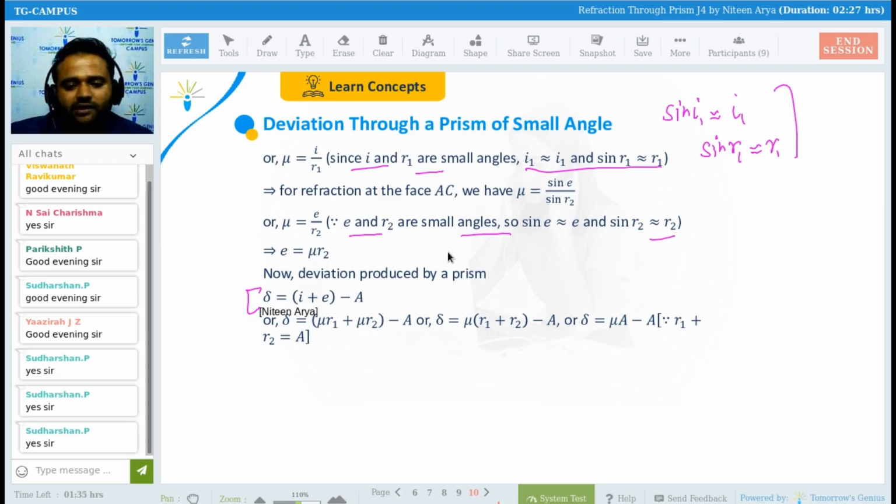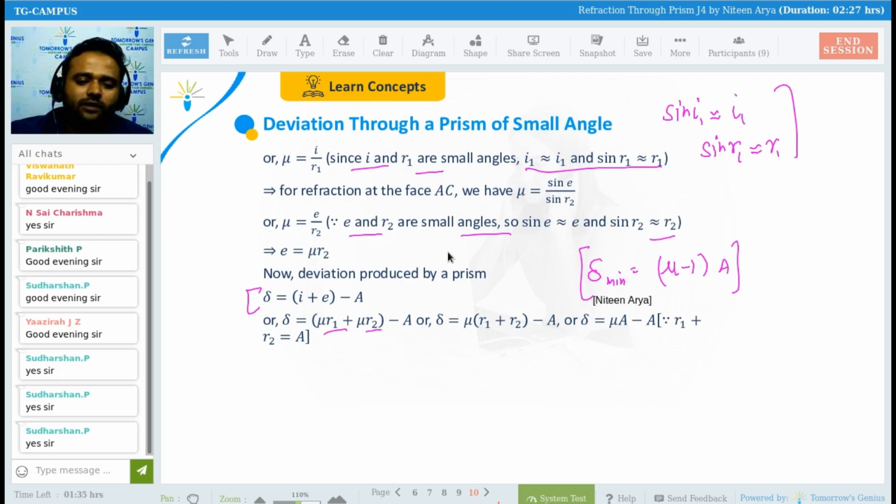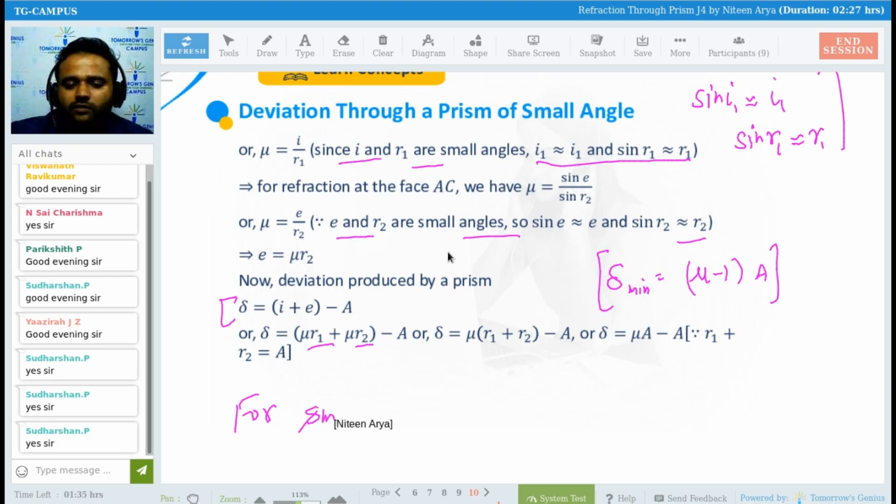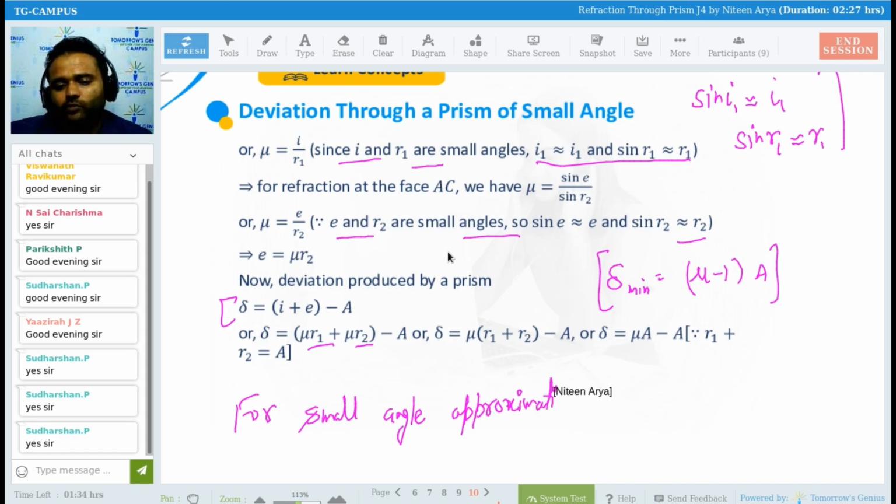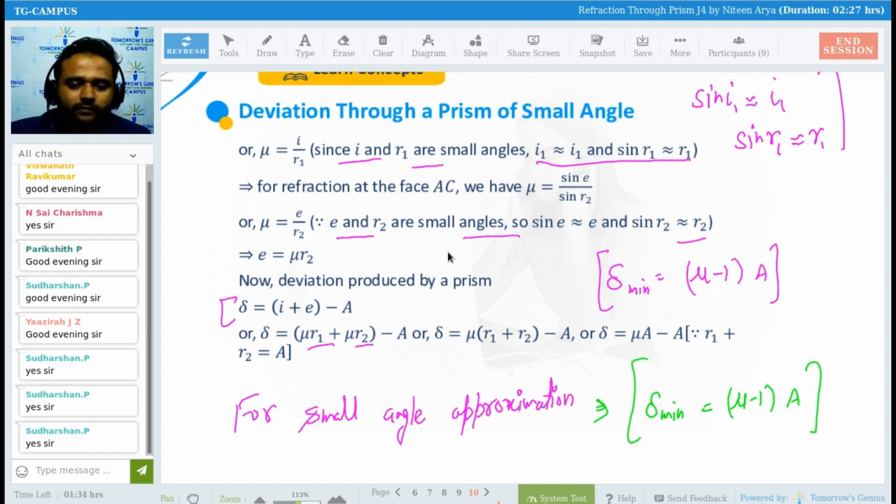The angle of deviation is I plus E minus A. I is mu R1, E is mu R2, so it is mu R1 plus mu R2 minus A. This is basically the proof that for small angle approximation, the minimum angle of deviation is (mu minus 1) of A. For small angle approximation, minimum angle of deviation is nothing but (mu minus 1) A. Is this clear? We proved it again here.